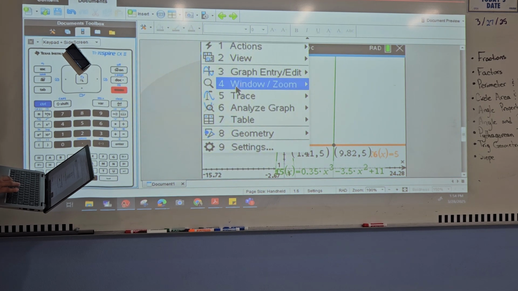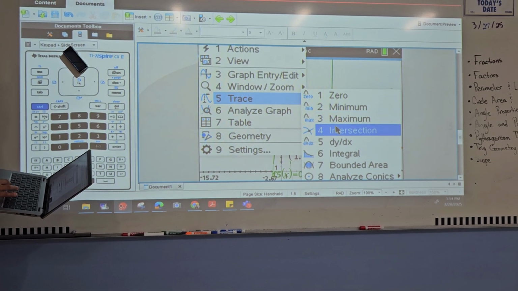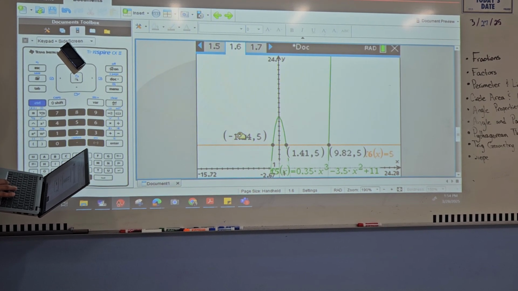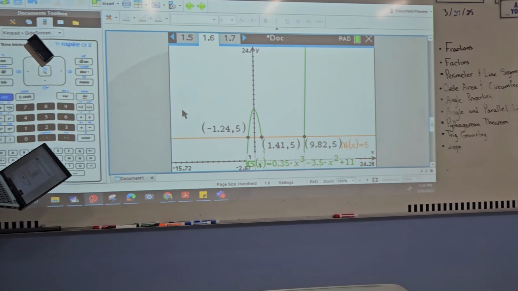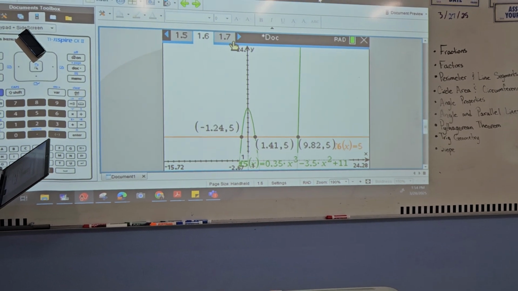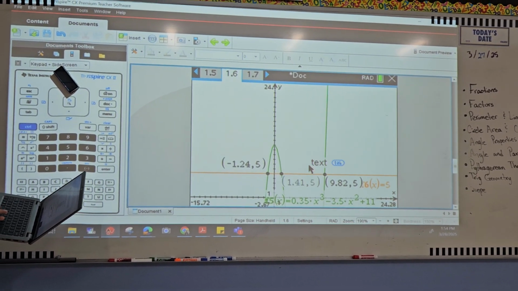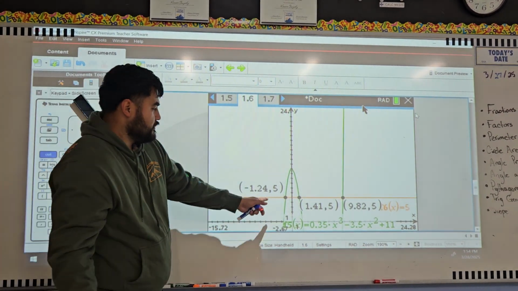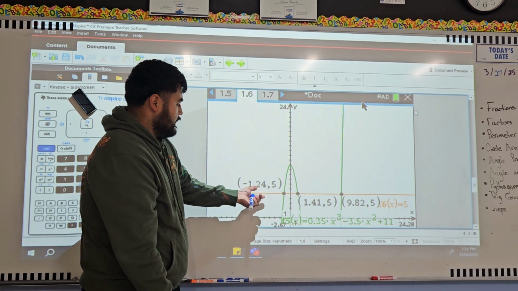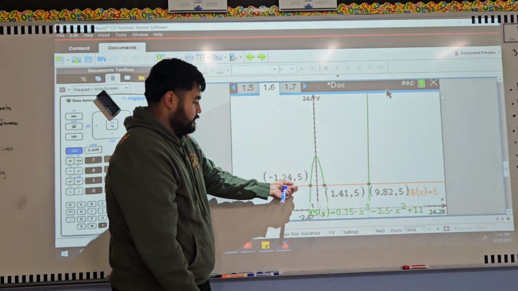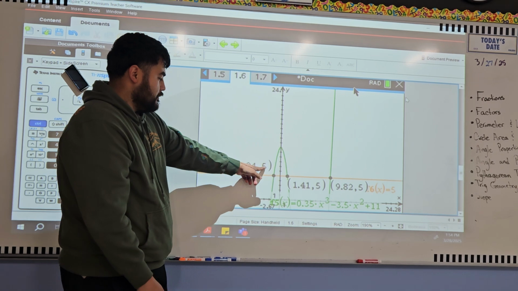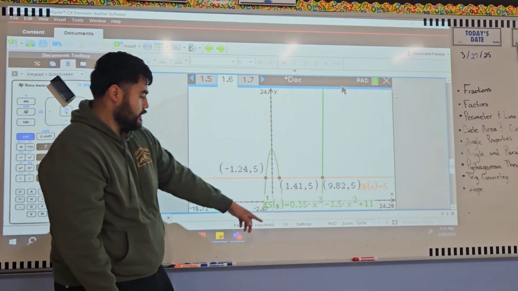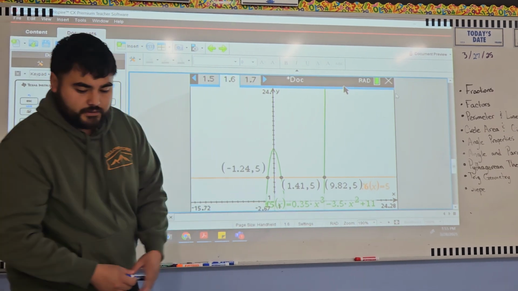So if I press menu and go again, and go to 4 and get this last one, here it is. Oh, this one's a little too close. There you go. The last one's negative 1.24. So these would be all my solutions for that output value that was given for g of x. The original equation is this one in green, and the value for g of x they gave us was 5. So all my outputs, all my y's, are 5s. I'm looking for all my inputs: negative 1.24, 1.41, and 9.82.